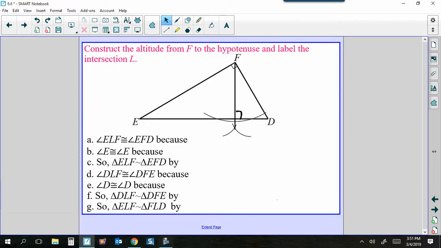All right, so this is the altitude you should have gotten, and by doing this, what we now have are three right triangles. So we have our original right triangle, which was triangle DFE.